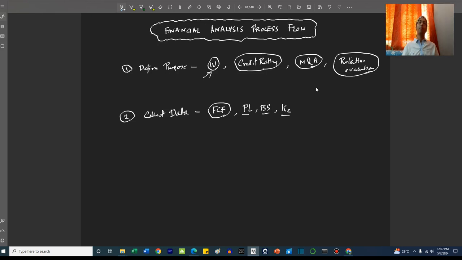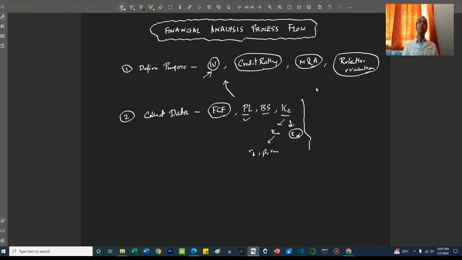To measure the cost of capital, you might need data like cost of equity, cost of debt. Cost of debt you can find out by the interest that is being paid in the profit and loss statement. Cost of equity you can find out by calculating the risk-free rate, the beta, and the market premium, right? So these are all the different data that you need to collect when you are basically analyzing intrinsic value.